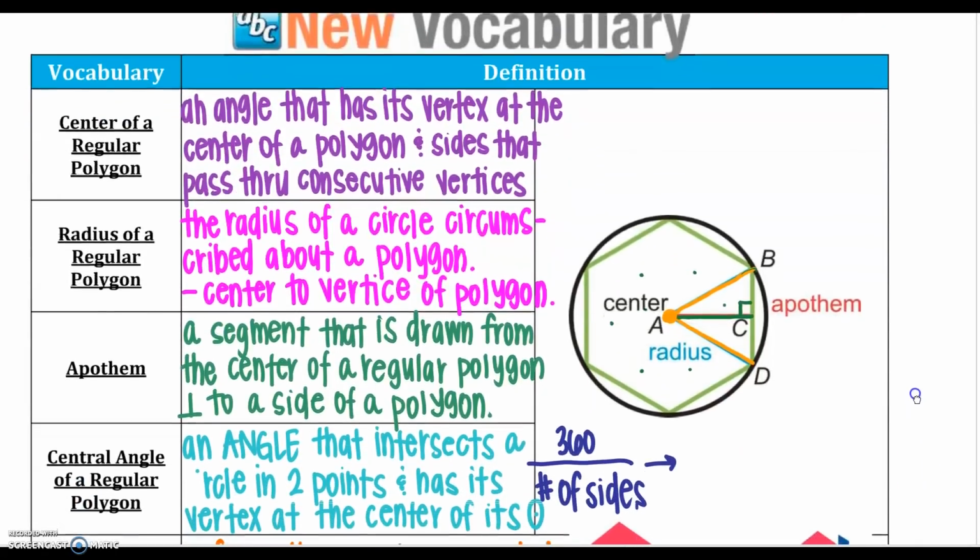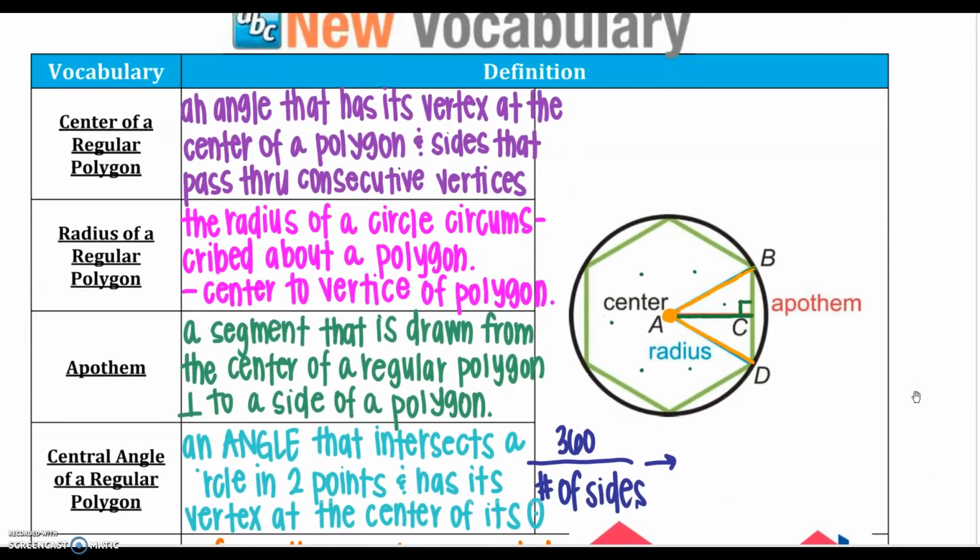hexagon. Central angle is just the angle that intersects a circle in 2 points and has a vertex at the center of your circle. So if you notice what we just drew right here, this would be your central angle. So angle, let's put it over here, angle BAD would be considered one of your central angles, and to get that central angle you're going to take 360 divided by the number of sides of your polygon.